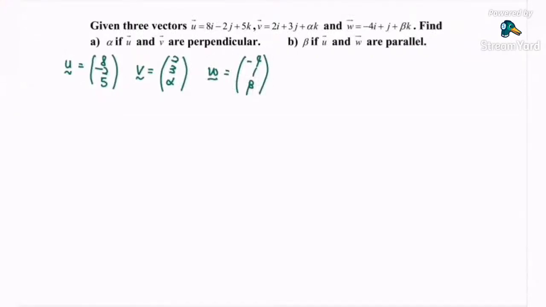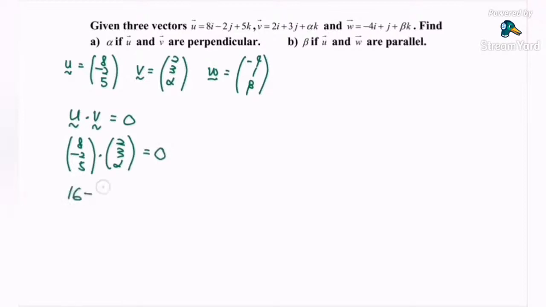Kindly find alpha if vector v and vector u are perpendicular to each other. So vector u dot with vector v and we will have 0 because u and v are perpendicular to each other. Kindly substitute the situation. A, negative 2 and 5 dot with 2, 3 and alpha equals to 0. So do remember the dot product. 16 minus 6 plus 5 alpha equals to 0. 10 plus 5 alpha equals to 0. 5 alpha equals to negative 10. So alpha will be equal to negative 2.